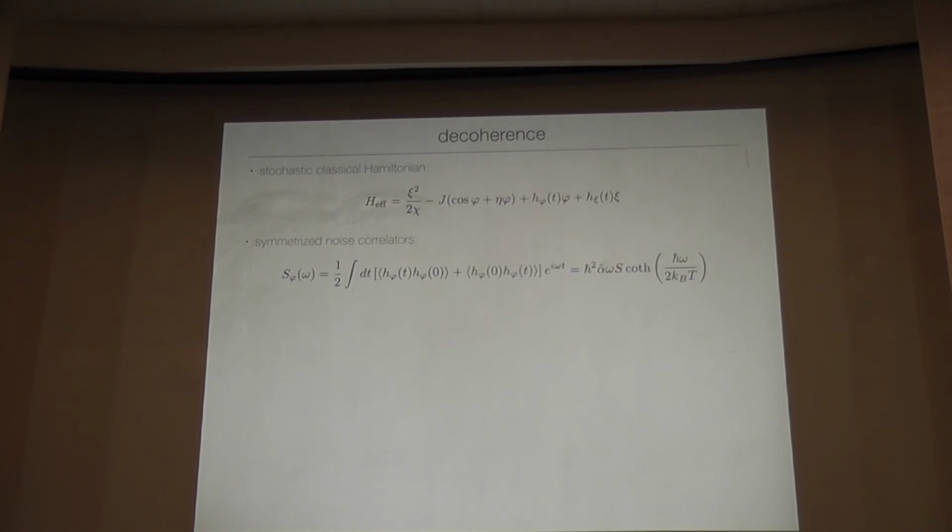And now for the coherence in this case, we're going to add again two Langevin fields which couple to the two conjugate variables. And this Langevin field has a correlator which is governed by the fluctuation-dissipation theorem.